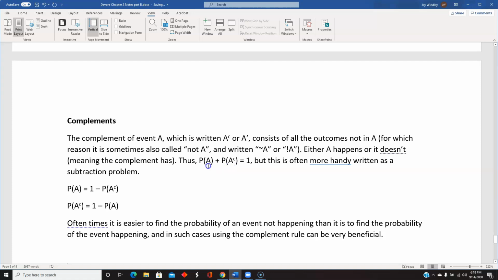So the probability of the event plus the probability of its complement have to add up to 1. And this usually comes in handy written as a subtraction problem. The probability of A is 1 minus the probability of its complement, or the probability of the complement is 1 minus the probability of A. And quite often you run into problems where they ask you to find the probability that something happens, but it actually turns out easier to find out the probability that it doesn't happen, which is the complement, and then subtract from 1.